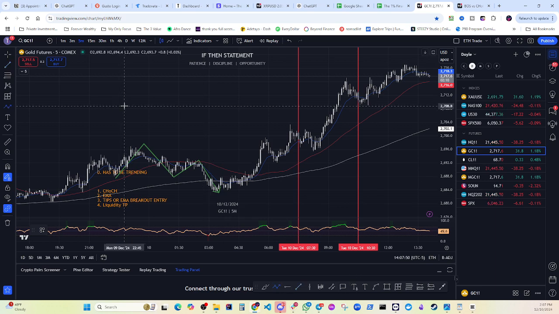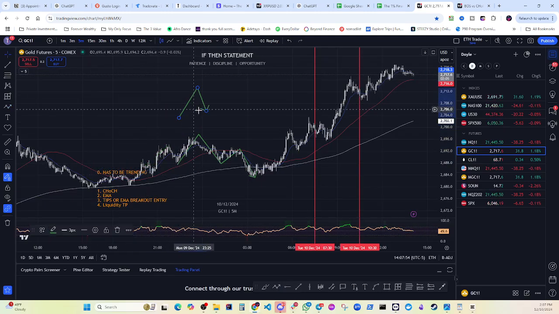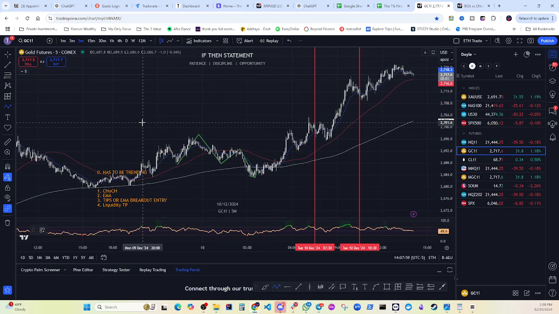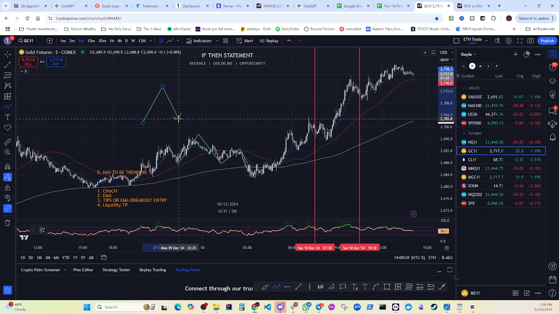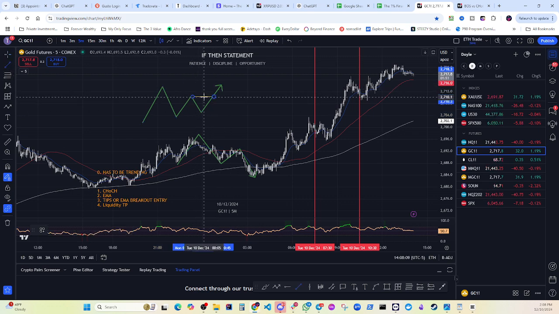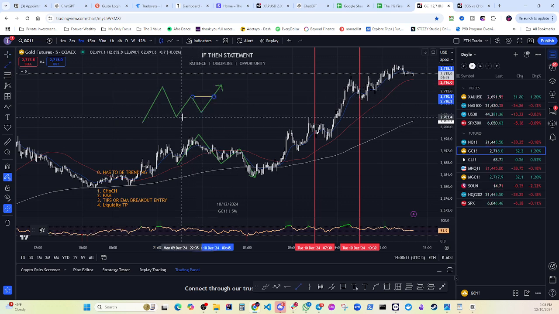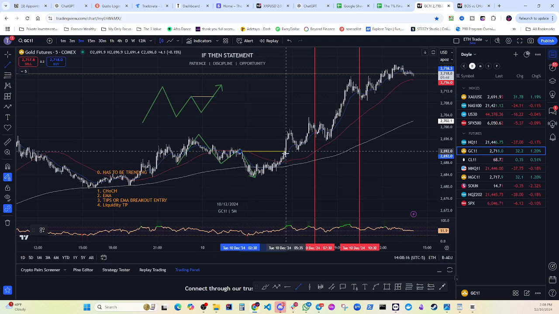Let's say you see this. I'm going to draw the same thing, but not the same. Boom, boom. Some people might say, oh, that right there is a change of character. That is not, because this high did not break this low. This high broke that low, so this is a strong high. So when price breaks that strong high, that is the change of character. This is not the change of character, so don't get confused with that.